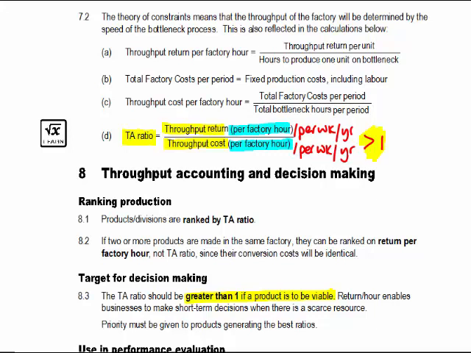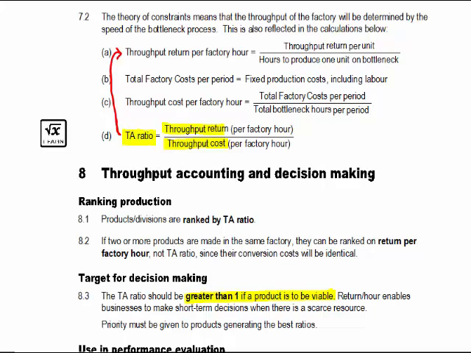So let's just assume that this is actually per factory hour that we're dealing with here. What are the other formulae for? Well, if we look at the TA ratio, then we've got the throughput return on the top. Now, the throughput return, the top part of this, is the first formula here. This is how to calculate the throughput return per factory hour.